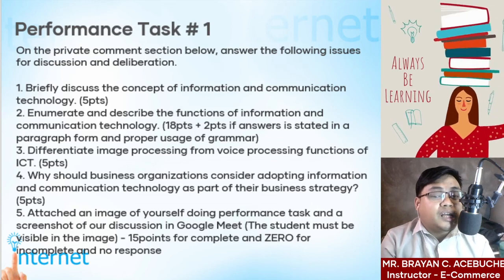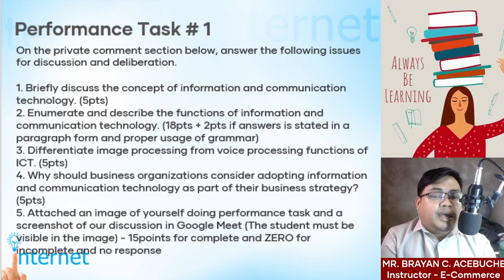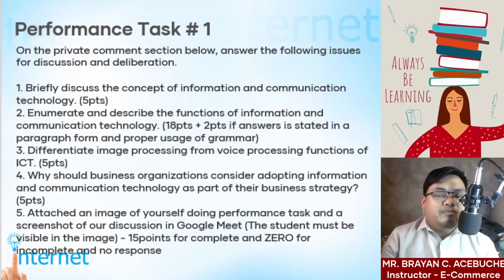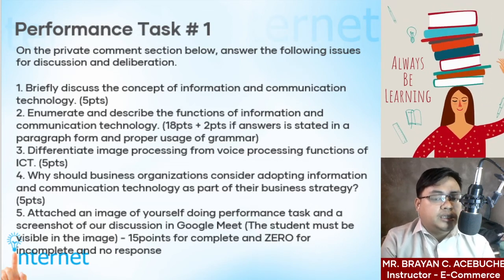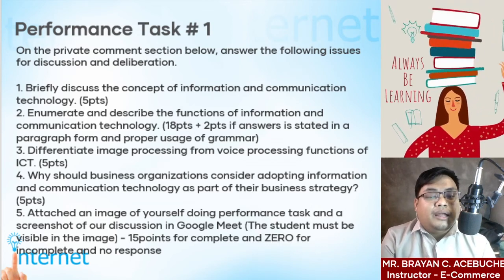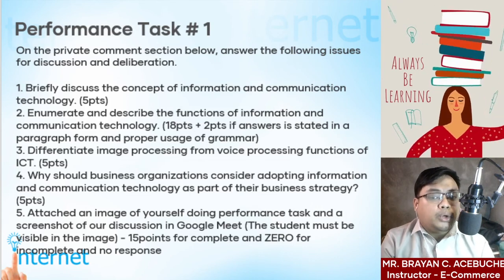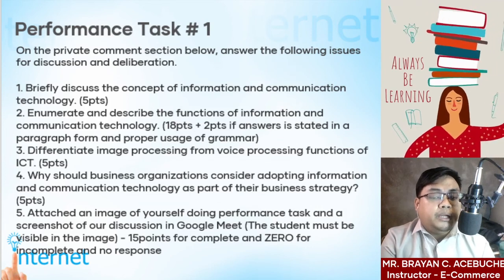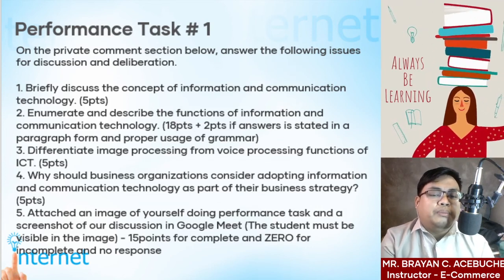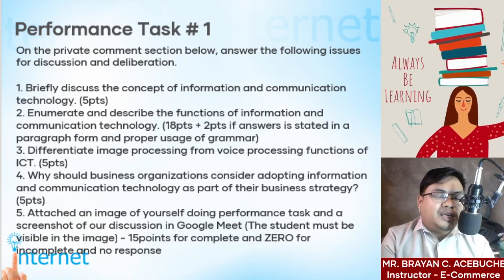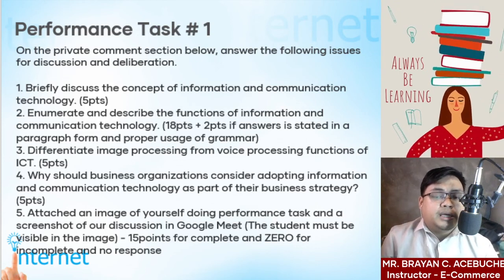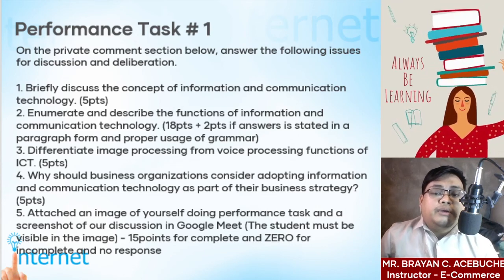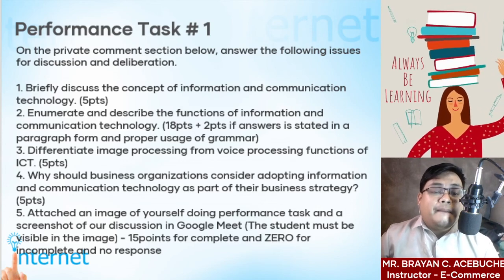Attach an image of yourself doing the performance task and a screenshot of our discussion today in Google Meet. So the student must be visible in the image po. Pag nag-screenshot, kita dapat ang student. And then that will be 15 points only if you complete this number 5 activity. And 0 for incomplete and no response. So ang option lang is either 15 or 0. Okay, so doon na kayo sa 15. Madali lang naman siya gawin. Okay, and yan po ay i-comment nyo din po sa private comment section ng performance task number 1 sa Google Classroom.